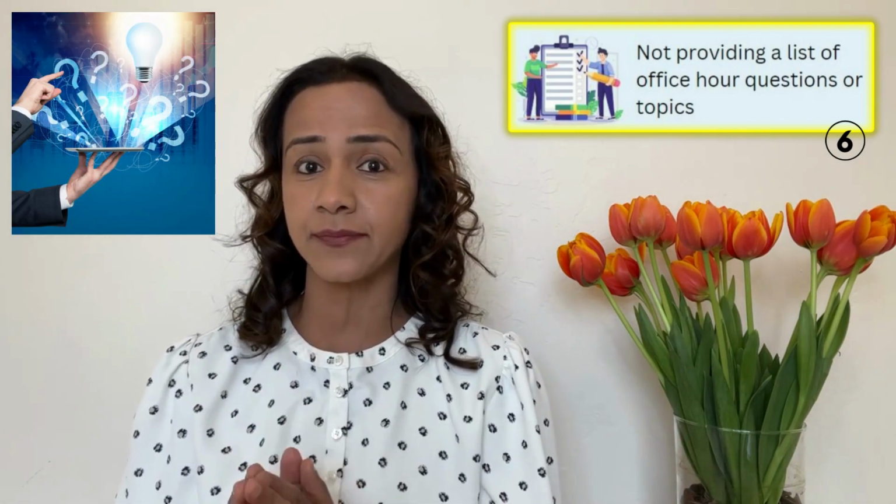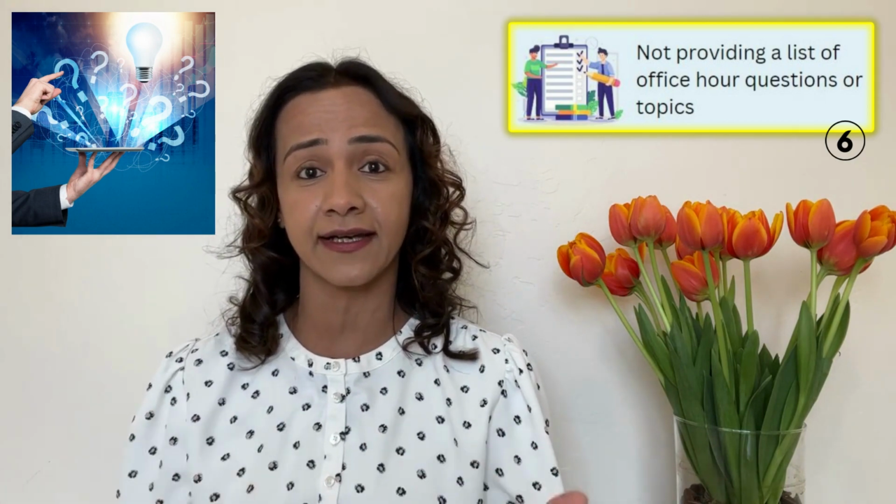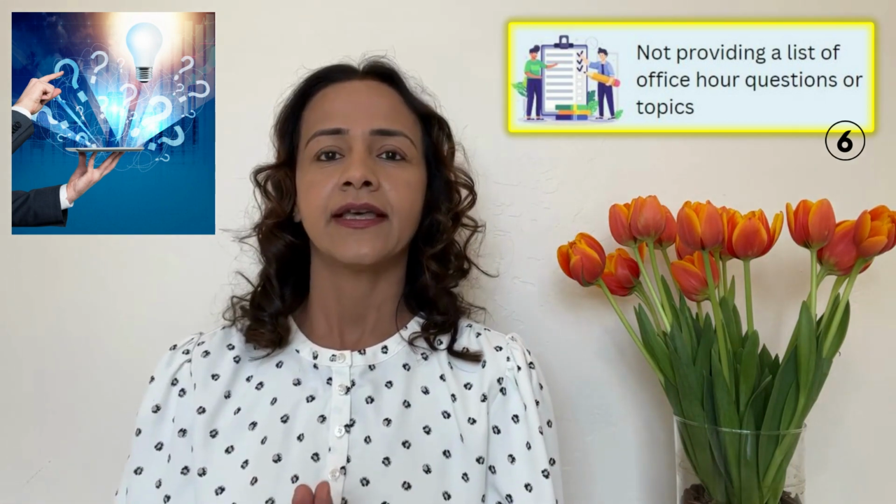Mistake number 6, not providing a list of possible questions or topics for students to discuss during office hours. One of the main reasons that the students report not attending office hours is that they don't know what to talk about. To address this, you can provide a list of examples of questions and topics that the students can ask during office hours. These can include questions about course content, study tips and resources, ideas for upcoming assignments, reviewing drafts, asking about relevant courses or potential career opportunities in the field.